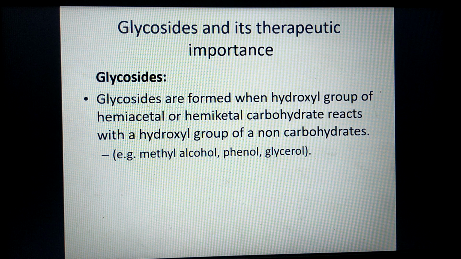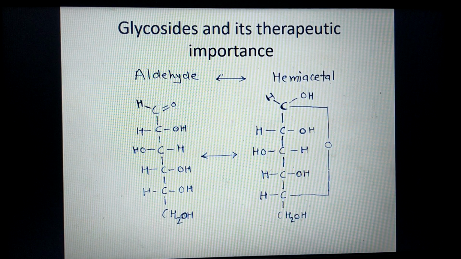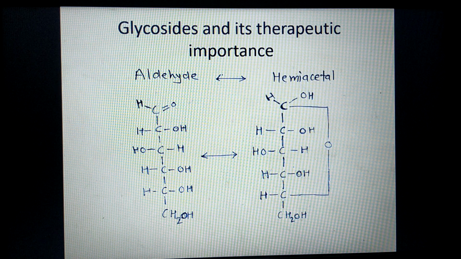Glycosides are formed. So first I will explain what is hemiacetal and what is hemiketal carbohydrates. Hemiacetal carbohydrate means a carbohydrate with aldehyde group, or aldoses. When converted from open chain to closed ring structure, they form a hemiacetal ring, which includes 5 carbon and 1 oxygen atom that we have already studied.